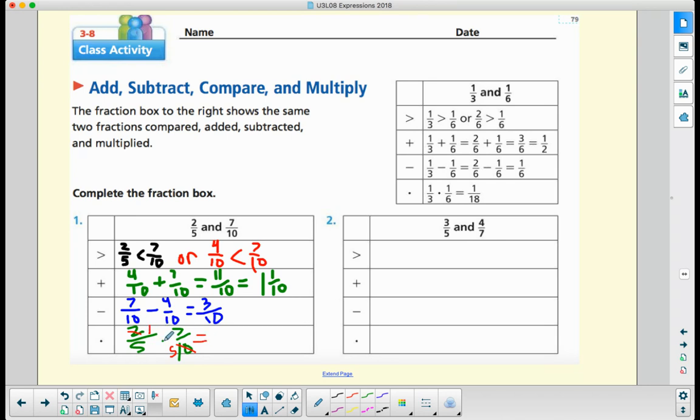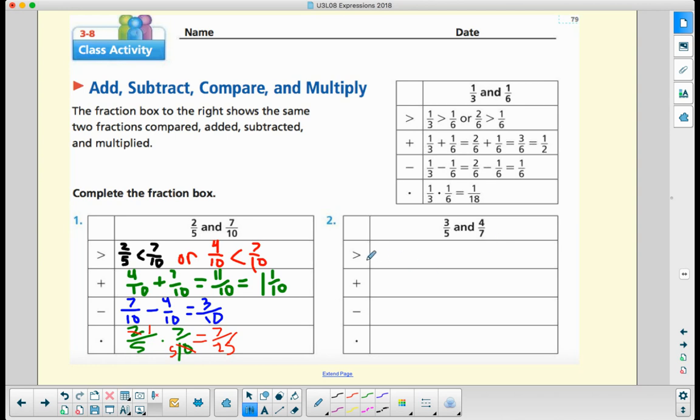Now I multiply numerators. I'm taking 1/5 of 7/5. 1 multiplied by 7 is 7. 5 multiplied by 5 is 25. 7/25. And that makes sense that I would have less because I was only taking 7/10 of 2/5, or 2/5 of 7/10. One of the two, it doesn't matter. So I get less.